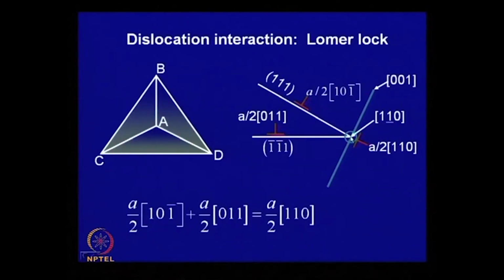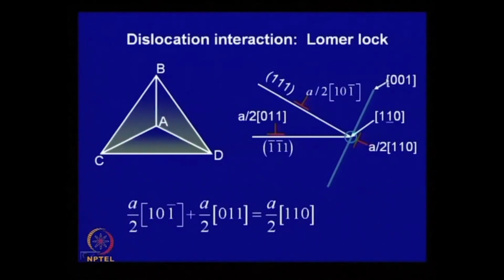So, that means it is lying along the intersection, and its Burgers vector is a by 2 1 1 0. If you calculate this line of intersection, the line of intersection of plane 1 1 1 with 1 bar 1 1 is 1 bar 1 0. So, therefore, the character of this dislocation is edge dislocation, edge character, and it can move on a slip plane.